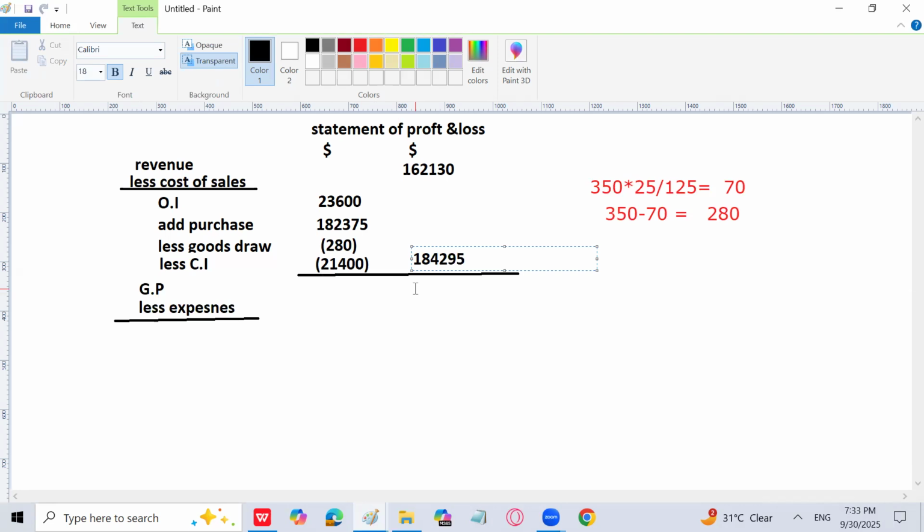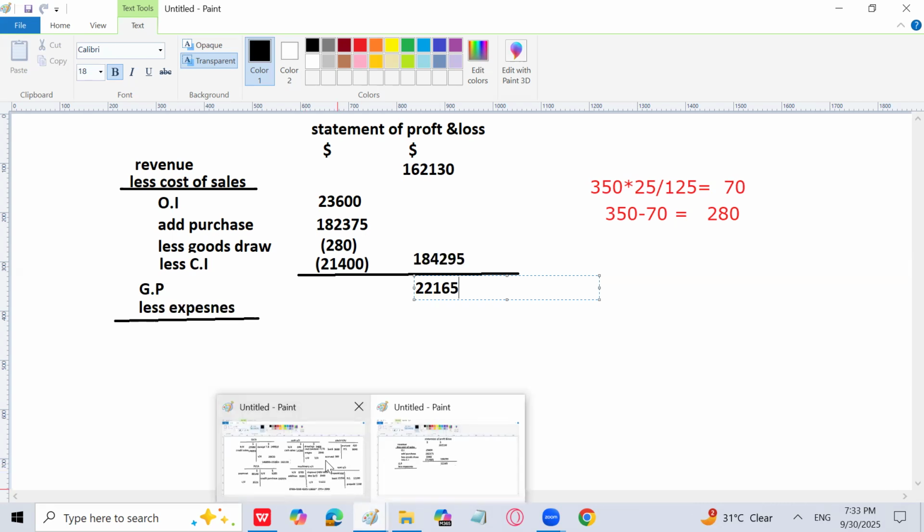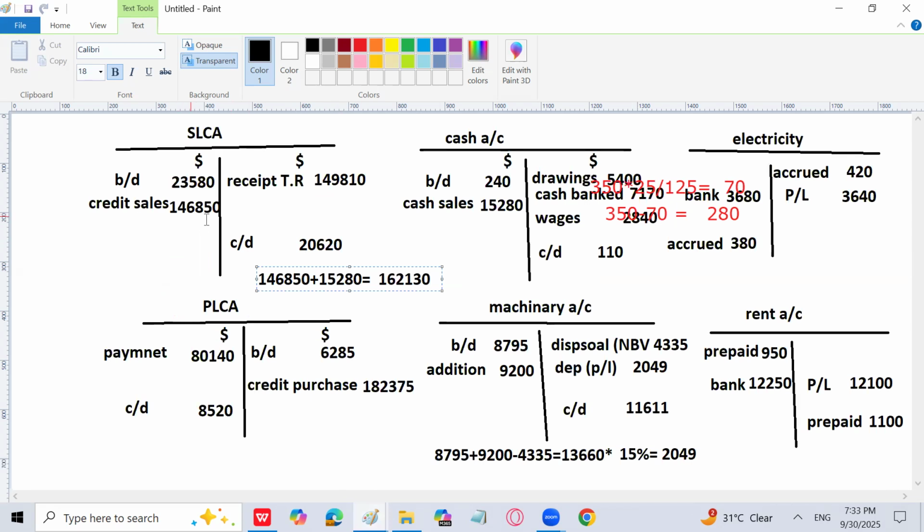It is coming as a loss. Okay. What is it? 22165. 22165 is going to be the loss, gross loss actually. So credit sales is 146,850. Cash sales is 15280. Okay, fine. Then purchases 182,375.